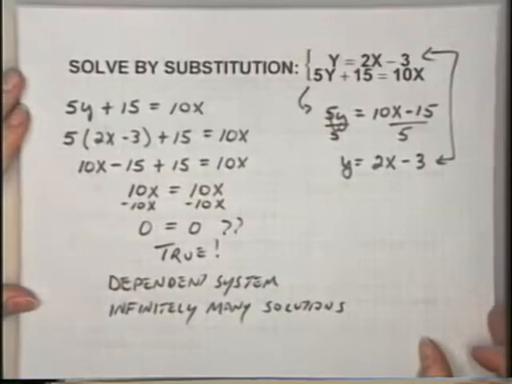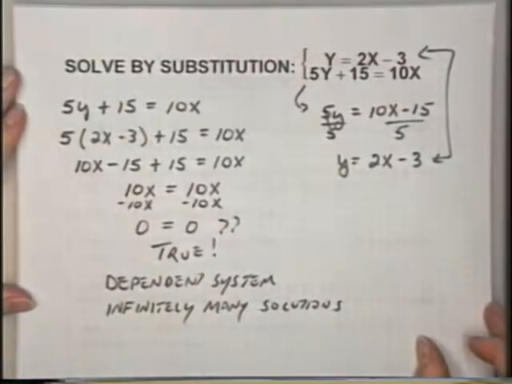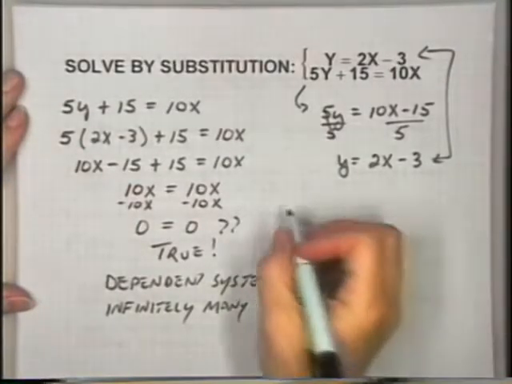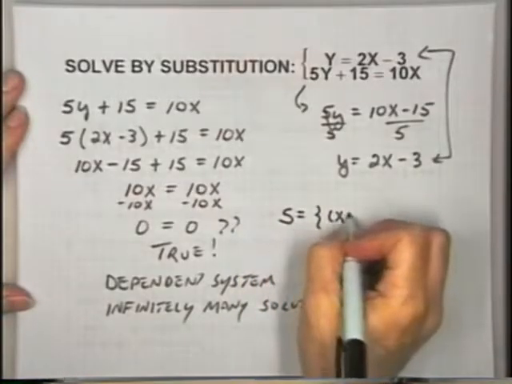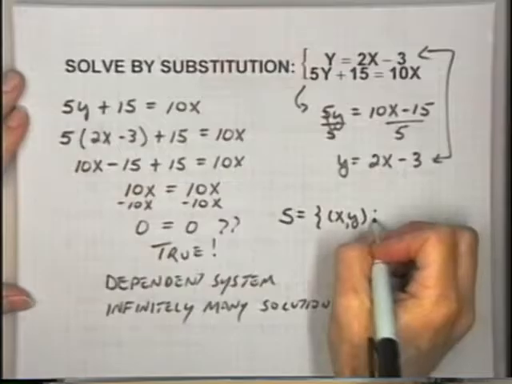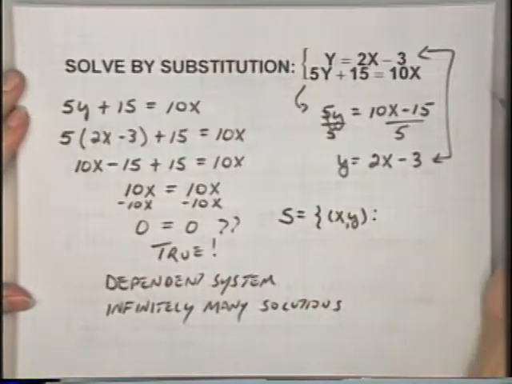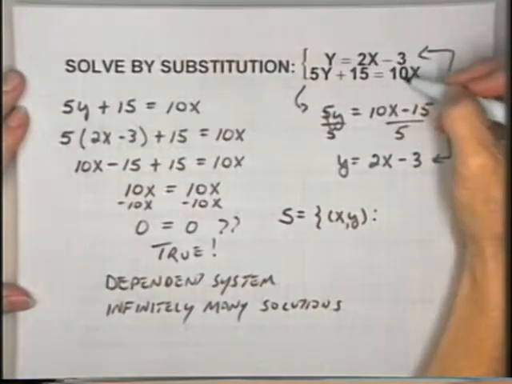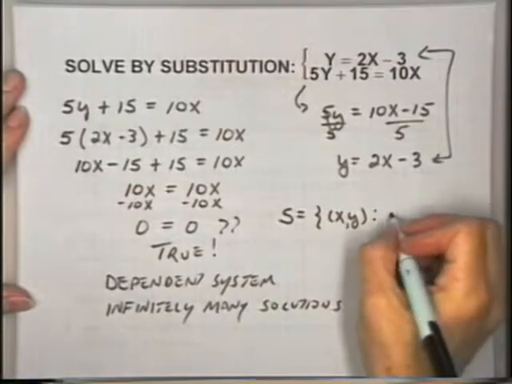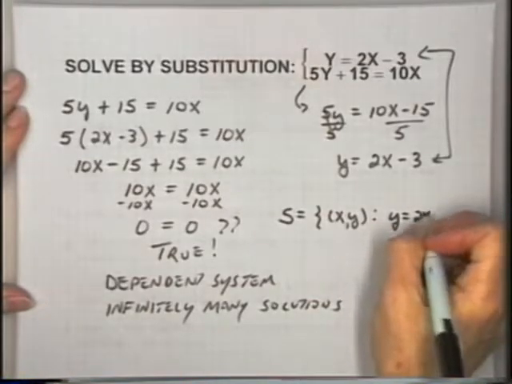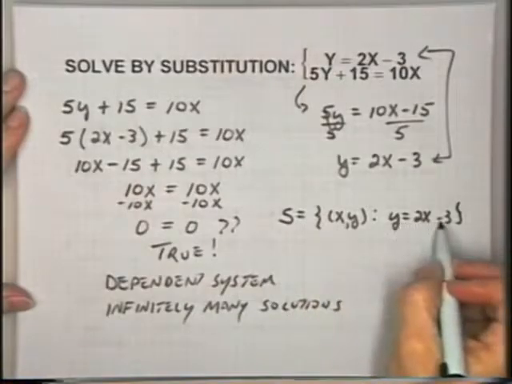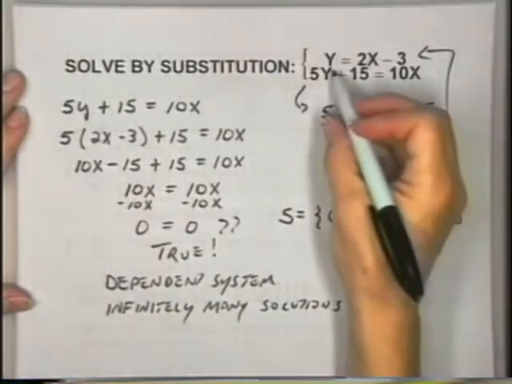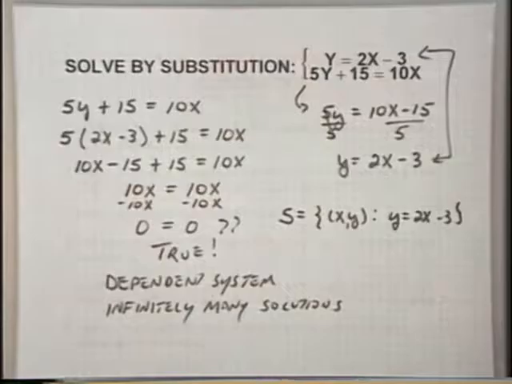So remember we said we can write these solutions in set notation. My set of solutions is the set of ordered pairs x, y, such that, and all I need to do here is list one of these equations. I think I'm going to list the first one. What we're saying, of course, is that any ordered pair that makes this equation true will also make this one true. So those would be the solutions to this system.